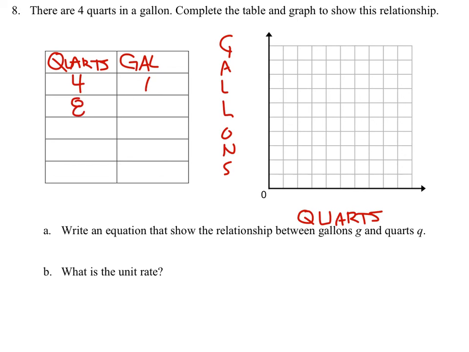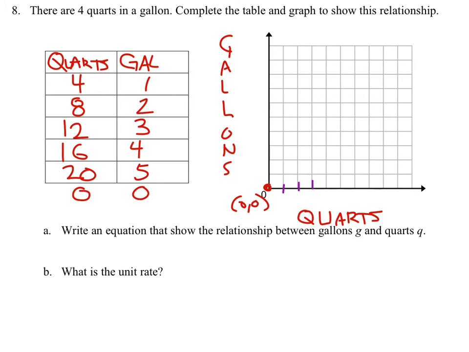So 8 quarts would be 2 gallons. 12 quarts is 3 gallons. 16 quarts, 4 gallons. And then 20 quarts, 5 gallons. Well, we should probably address this. If I had 0 quarts, how many gallons would I have? 0. So that's nice because that gives us this point here at the origin. 0, 0.